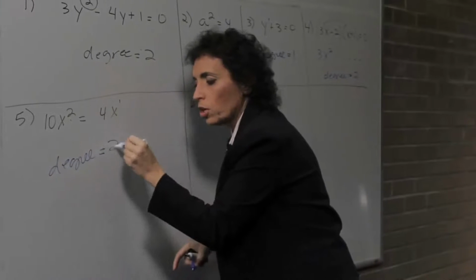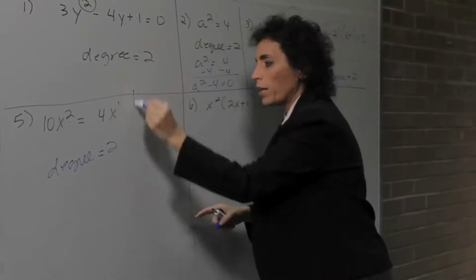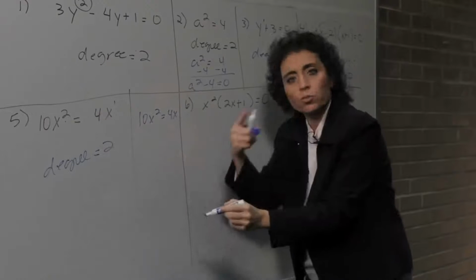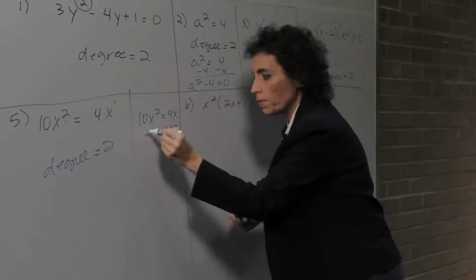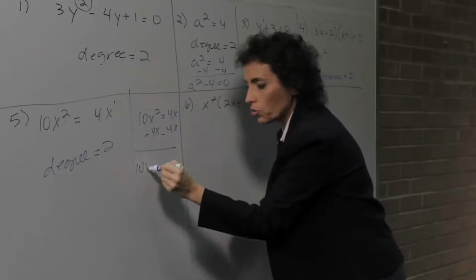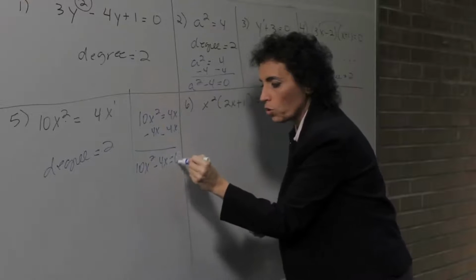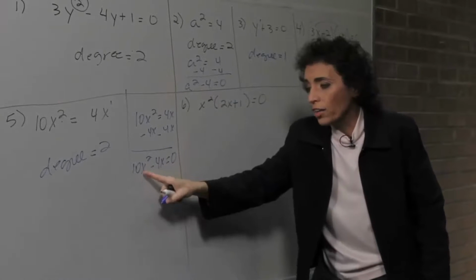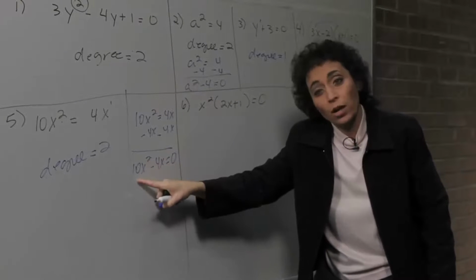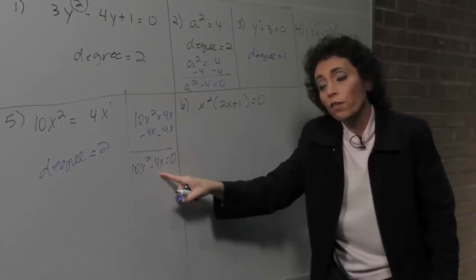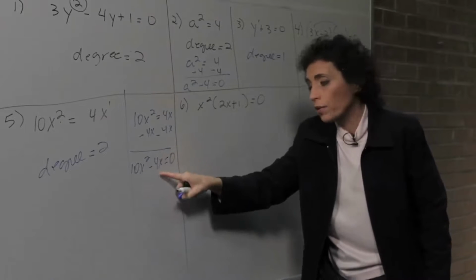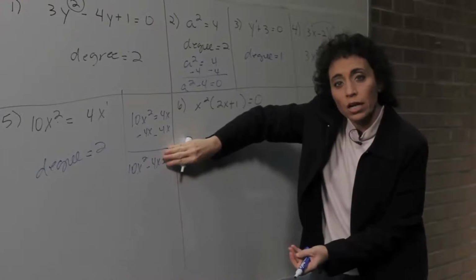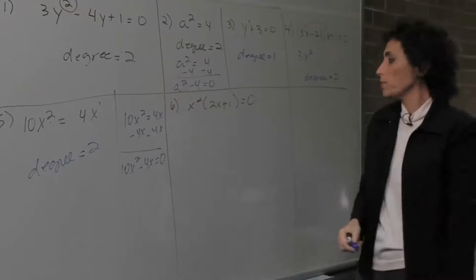Consider a quadratic equation, and if we care about standard form, we could go 10x squared equals 4x and just subtract 4x and get 10x squared minus 4x equals 0. That would be standard form. Notice you have no c term. A is the coefficient of the square term, so a would be 10. B is the coefficient of the linear term, so b would be negative 4. And there is no constant term, so the constant term is 0.